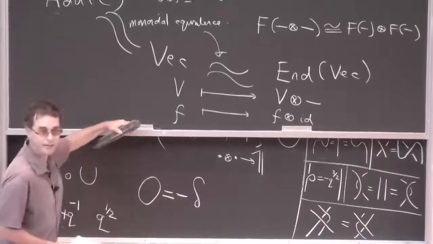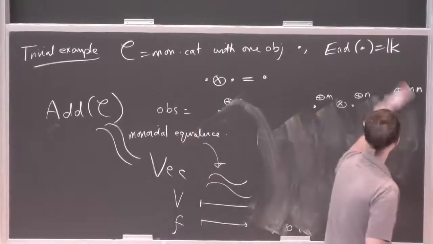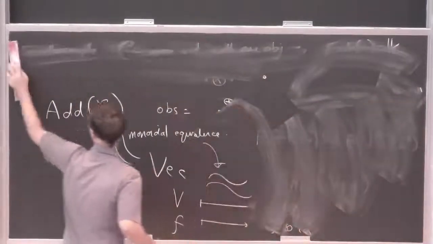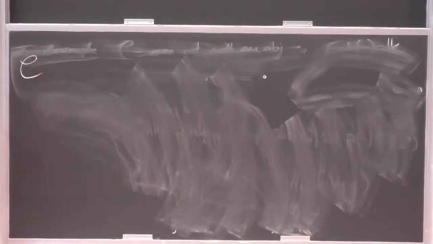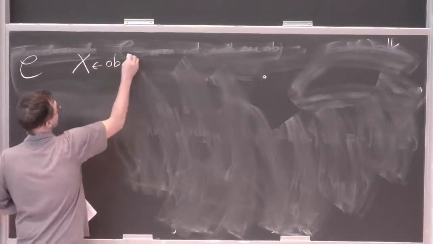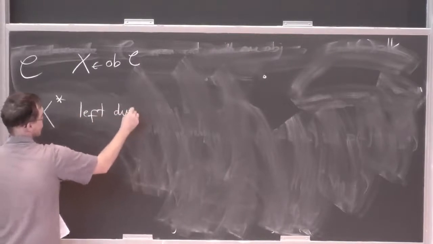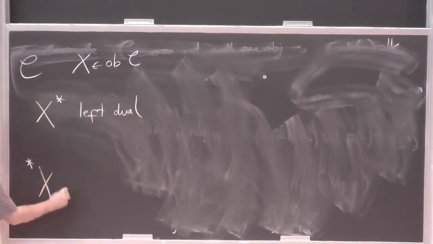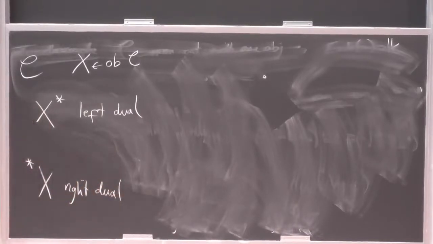But we all know vector spaces rather well, and honestly, it's not much harder than vector spaces. So let's say we've got a monoidal category C, and let's say we've got X, an object. Then there's a notion of a left dual and a notion of a right dual. Let me try and tell you what a left dual is.